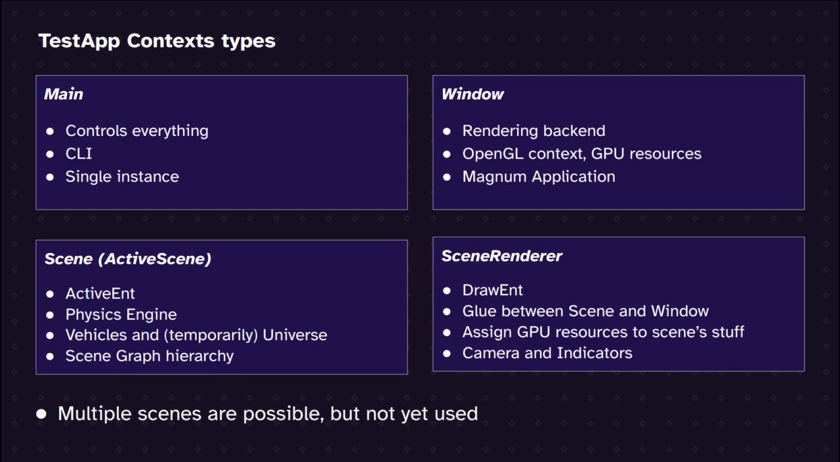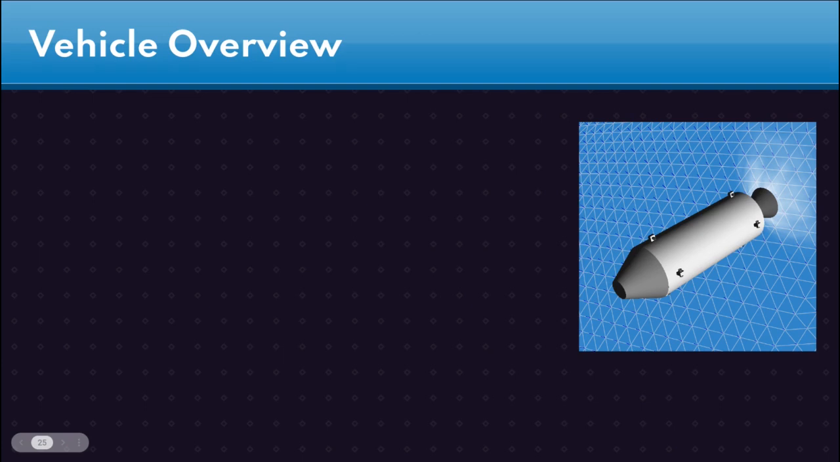Like you might still want other systems to run and know where the camera is, and not actually know exactly what the rendering backend is and stuff like that. But there's some stuff here that is GPU specific and some things that are not. And currently there's only one scene that's hard-coded in there. Multiple scenes are possible, but that's not used anywhere at the moment.